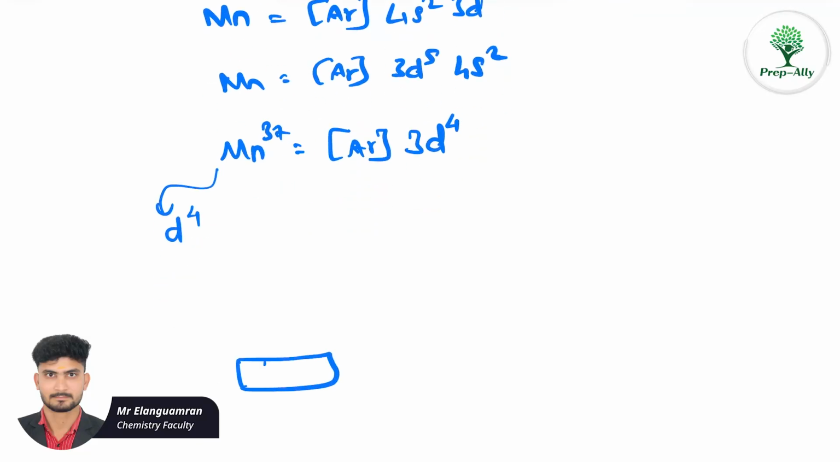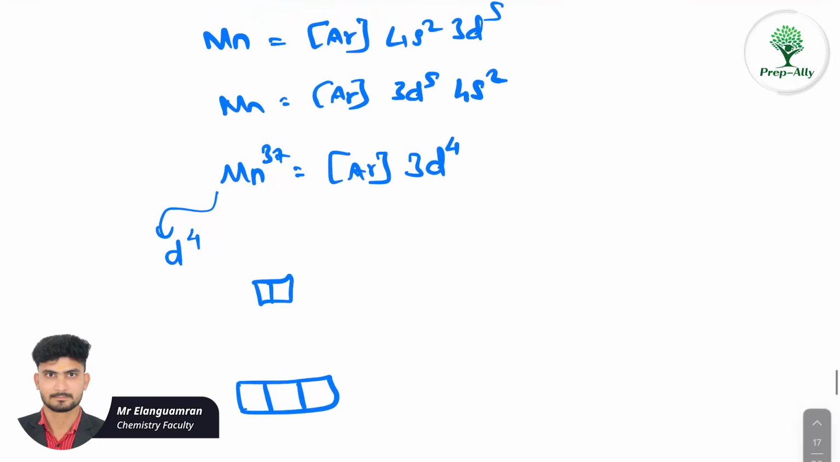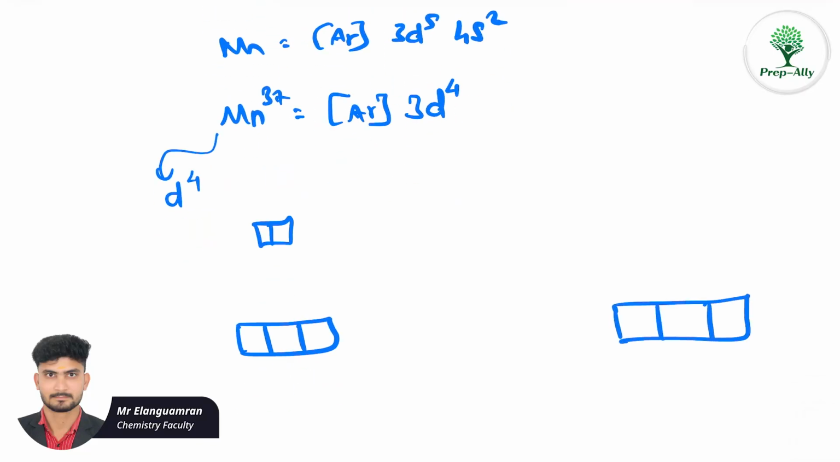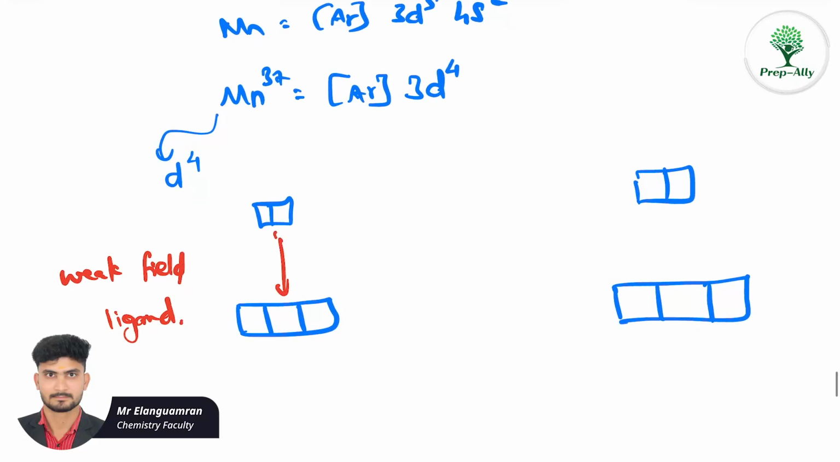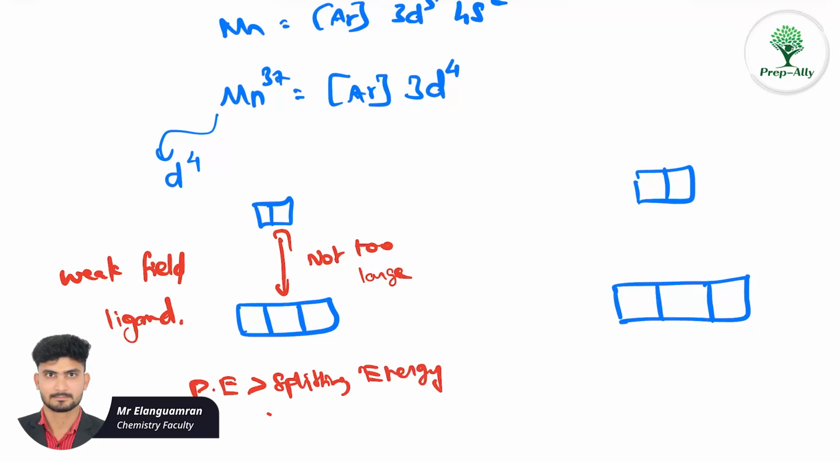So I'll have an octahedral splitting. This one is for the weak field ligand. With a weak field ligand, the separation won't be too large, so the pairing energy will be greater than the splitting energy. So the lowest energy is the splitting energy, so the fourth electron will go over here.